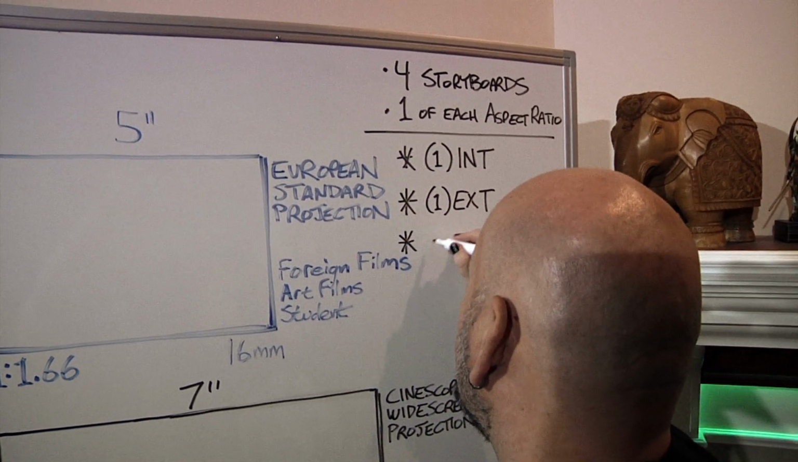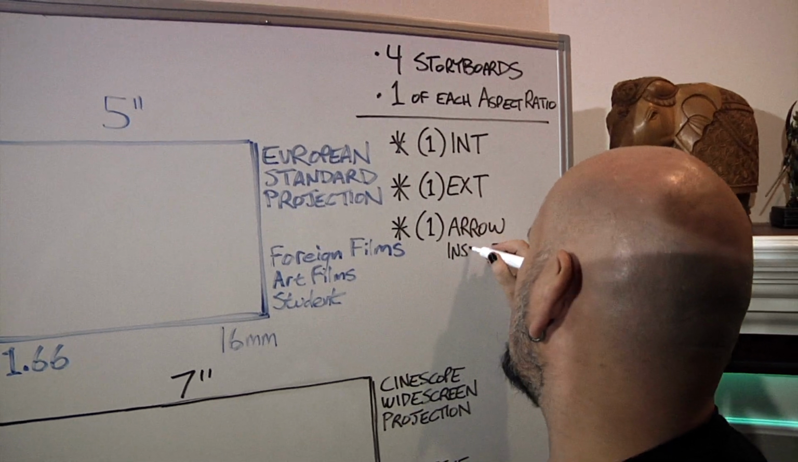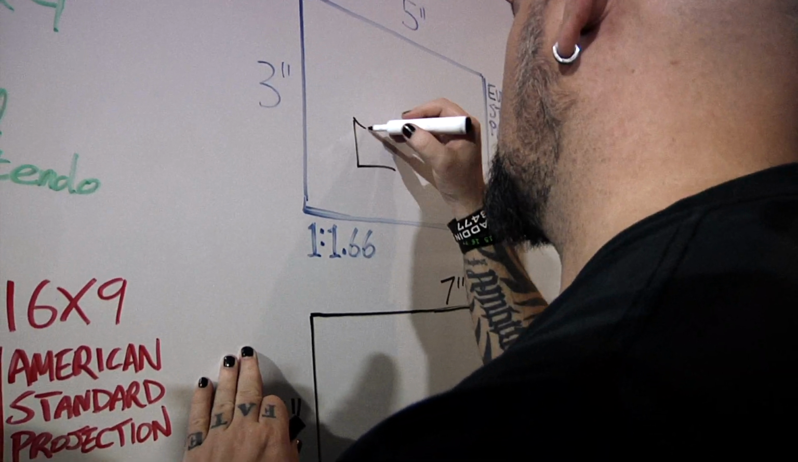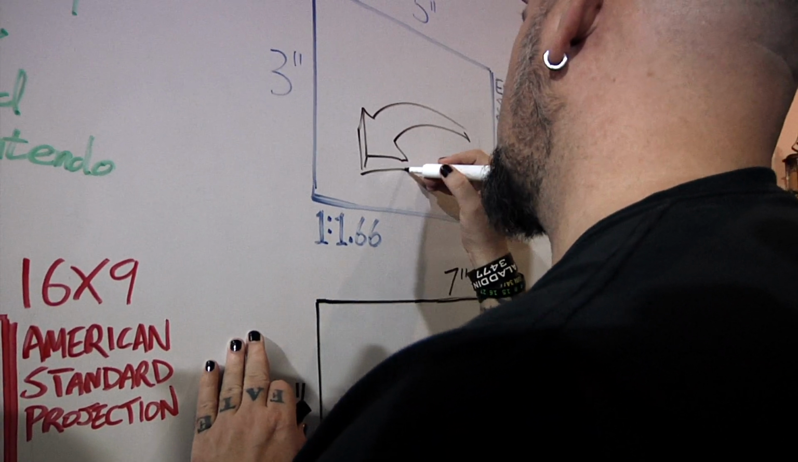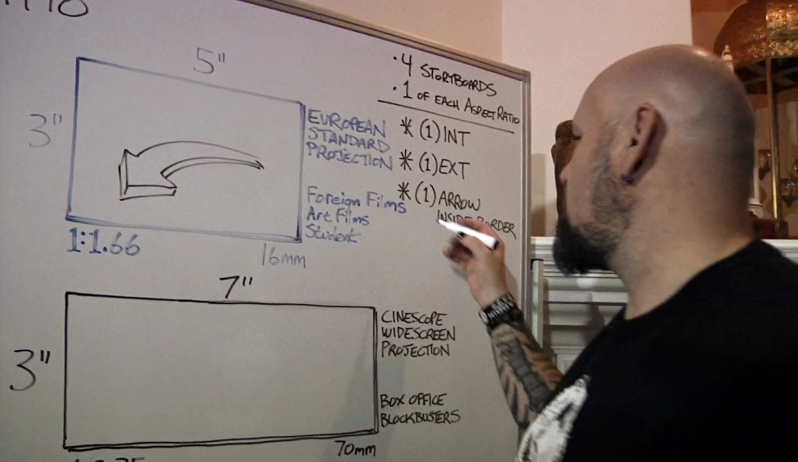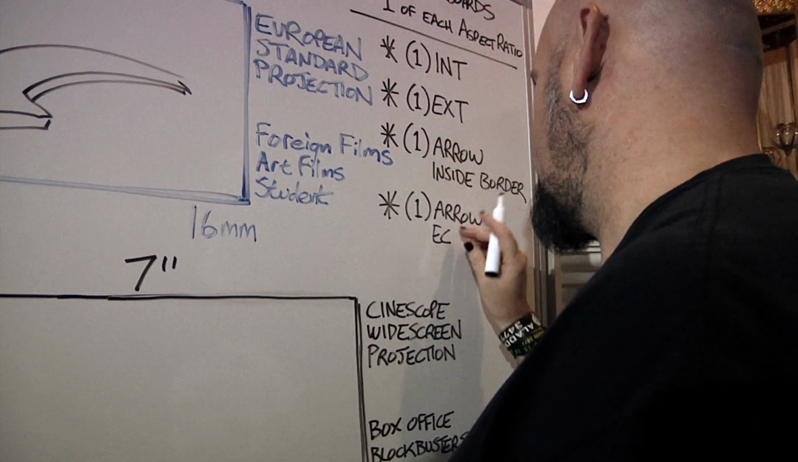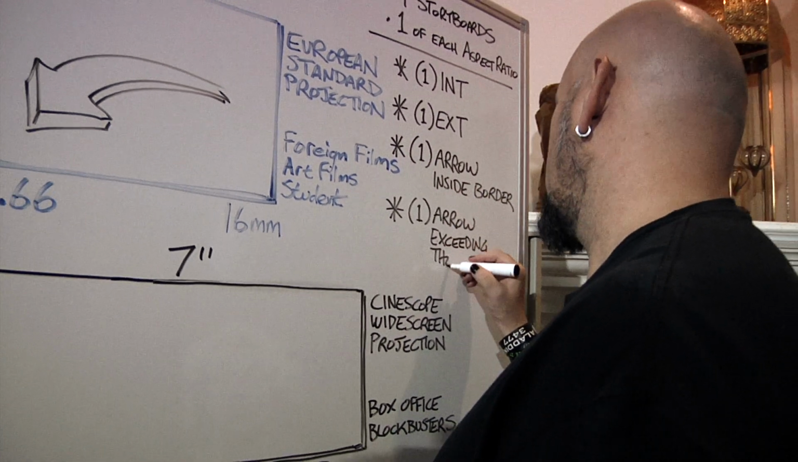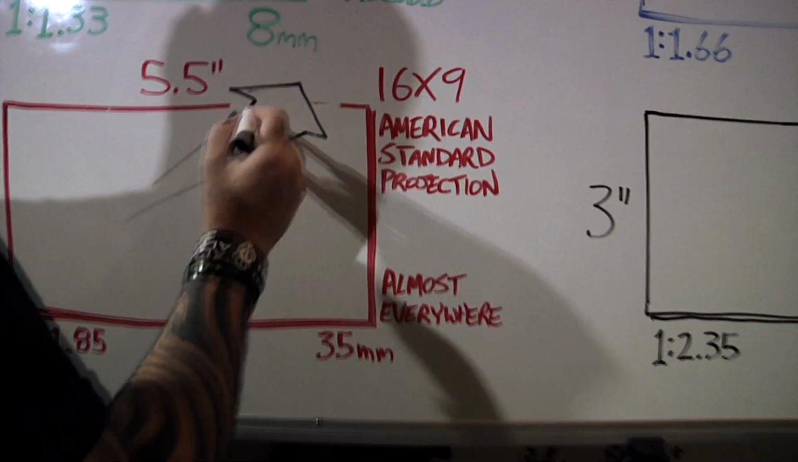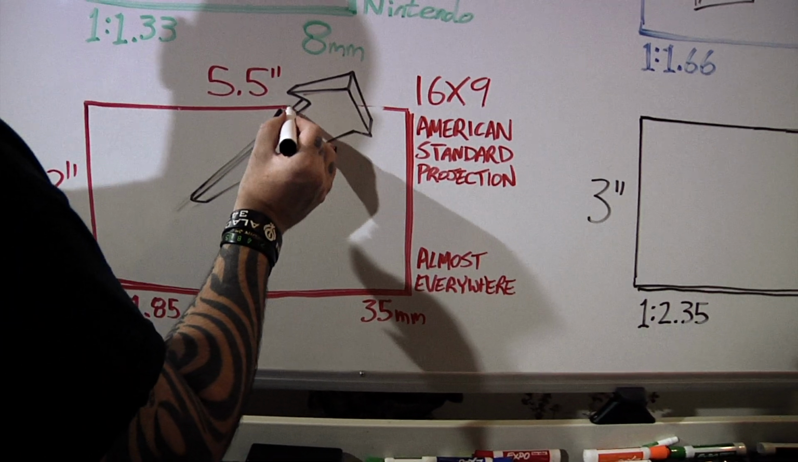You have to have at least one arrow that is inside the border. What does that mean? It means somewhere you're going to have something moving and the arrow itself is contained inside the frame, and then at least one of these has an arrow exceeding the border. In that case, you may have something that is shooting out of a frame, for example.